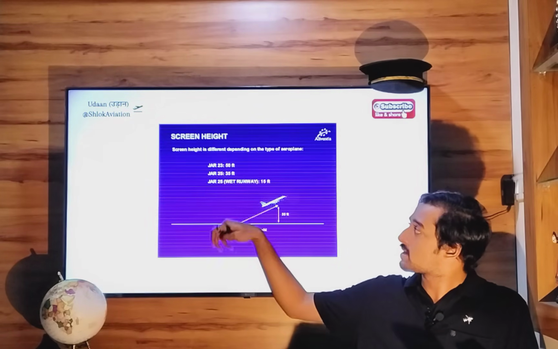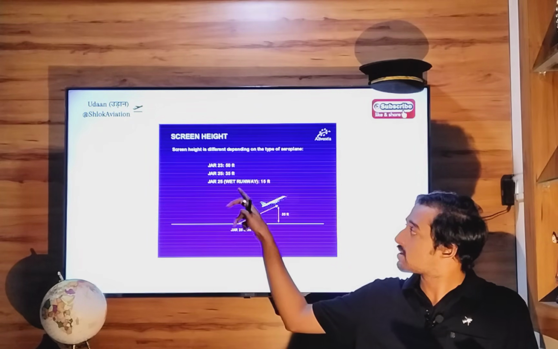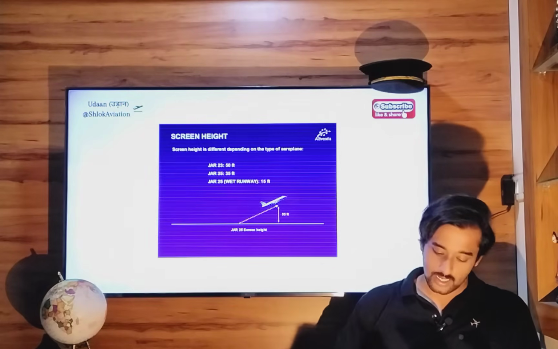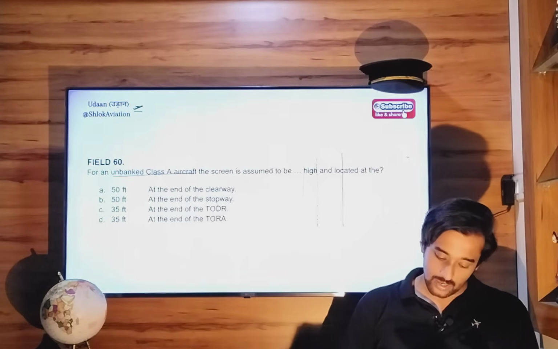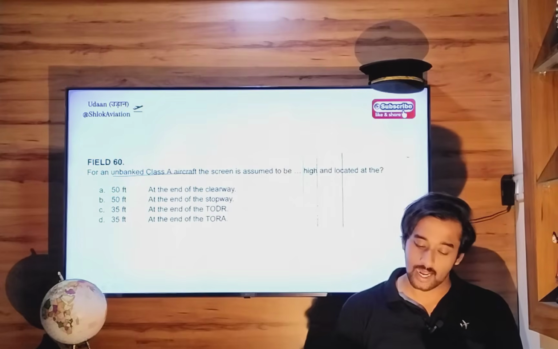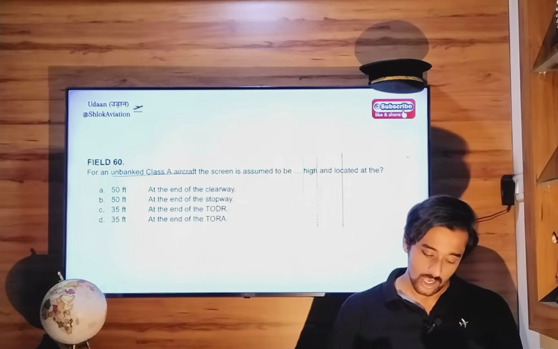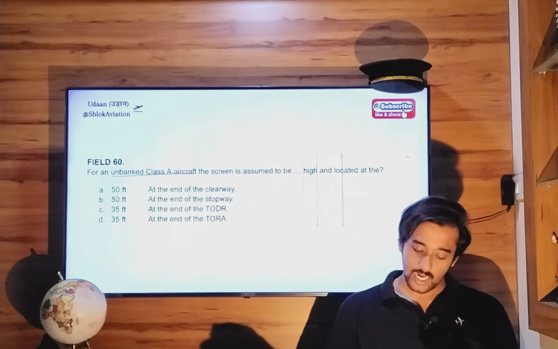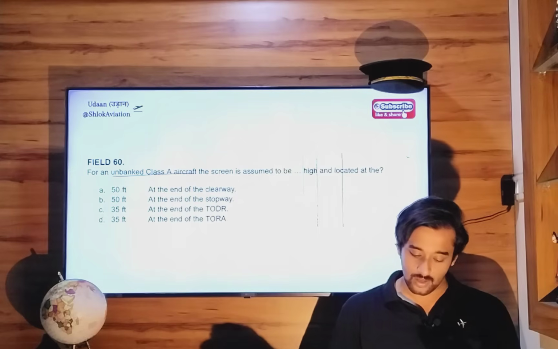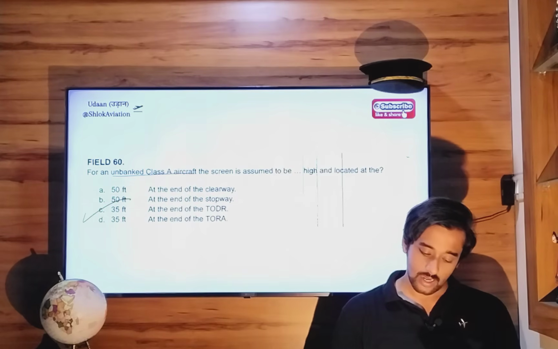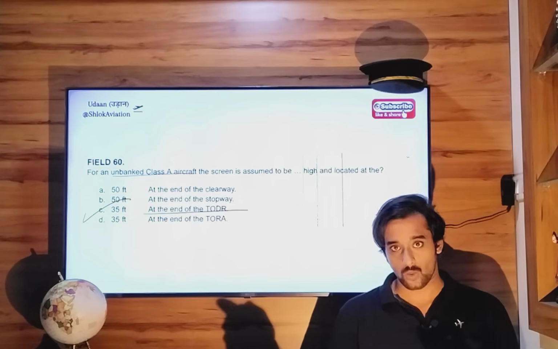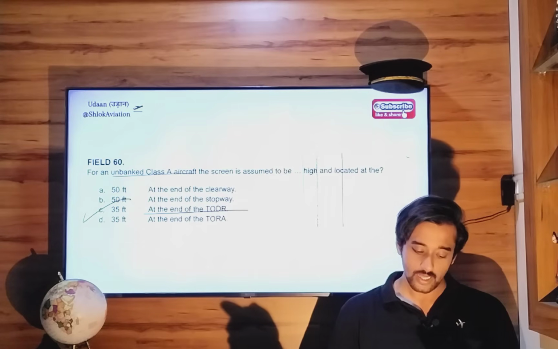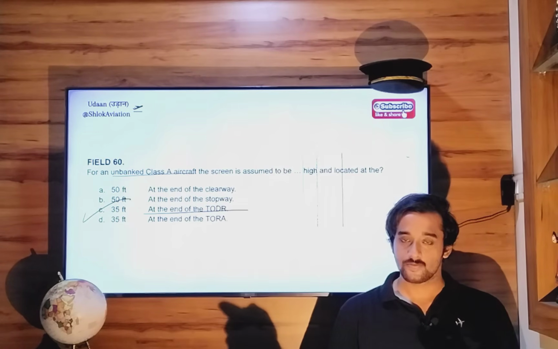So 50 feet, 35 feet, wet runway 15 feet. So remember it's 35 feet generally, just like glide slope, 3 degrees is the standard. So for screen height, it is 35 feet and it is located at the end of takeoff distance required, at the end of takeoff run available. So it is at the end of takeoff distance required. Fine. So 60 is Charlie.